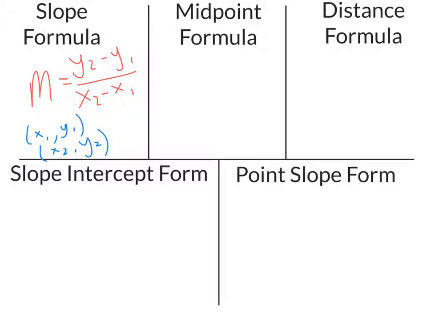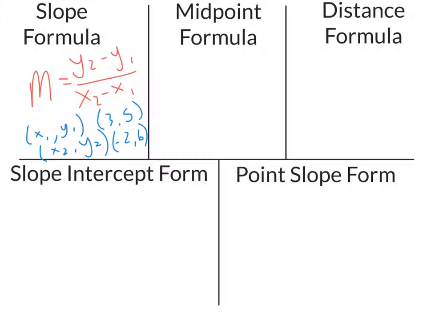It could be 3 comma 5 and negative 2 comma 6, and we can find the slope between those 2 points. So this guy would be our x1, this would be our y1, this would be our x2, and this would be our y2. And that is a common notation that you'll see throughout many of these formulas.